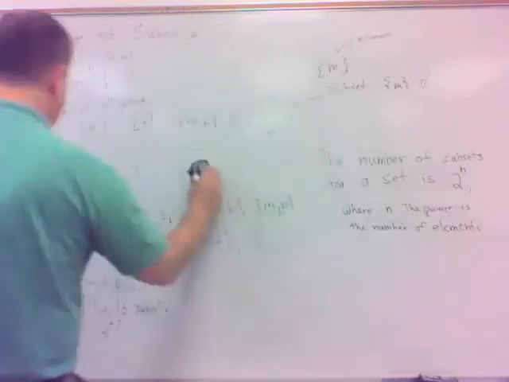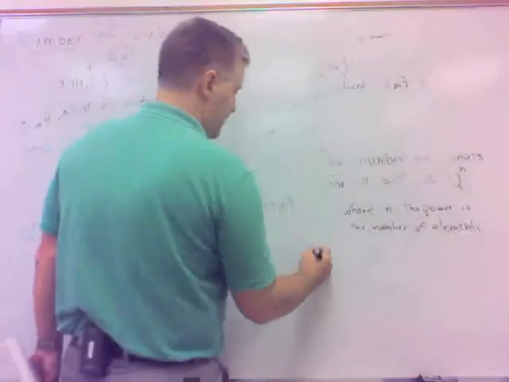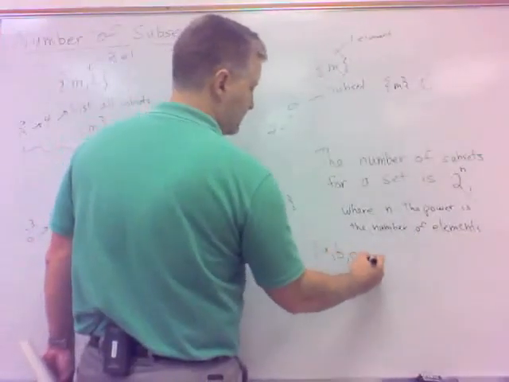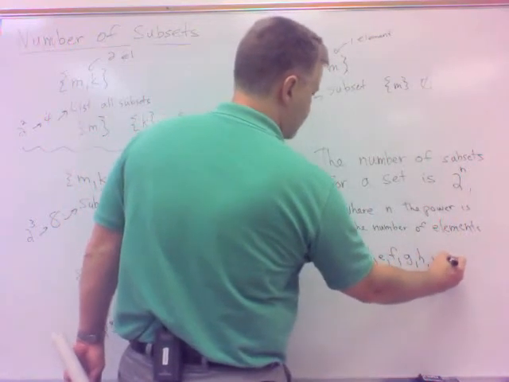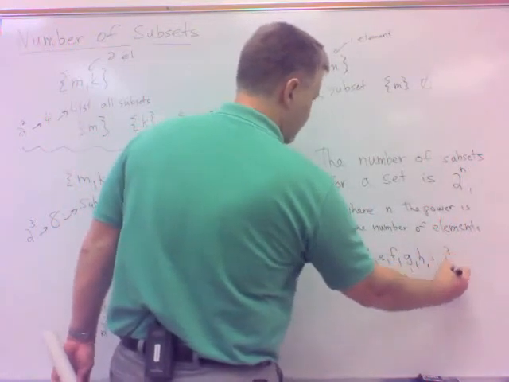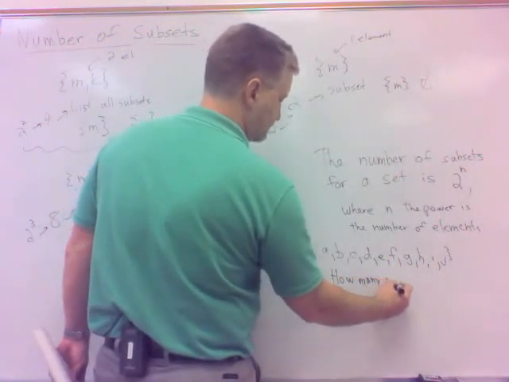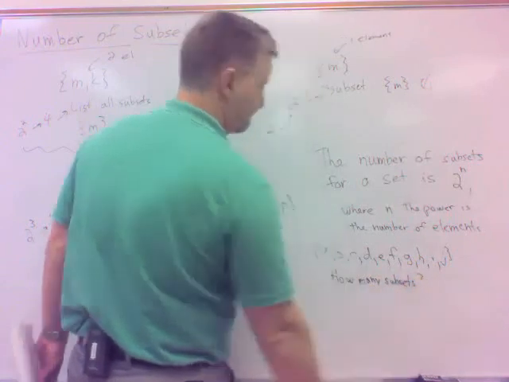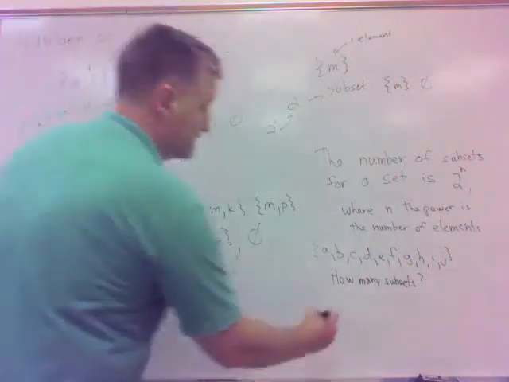So let's do one here. Oh, let me leave that up there. Okay, so if I had this set, A, B, C, D, E, F, G, H, I, J. How many subsets? See if we can figure that out. How many subsets does A, B, C, D, E, F, G, H, I, J have? Is it 2 to the 10th? It is 2 to the 10th, isn't it? Why is it 2 to the 10th?